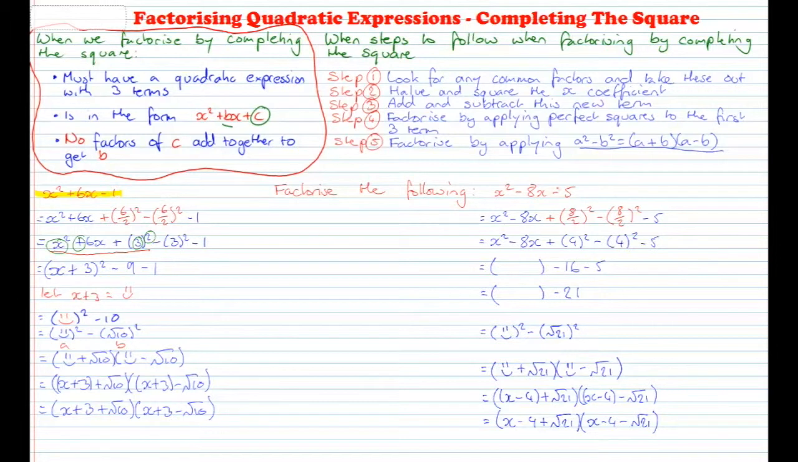So to see if it's appropriate to factorise by using the completing the square method, what we need to do is look for the factors of c, so that's negative 5 and 1, and see if these add to b.